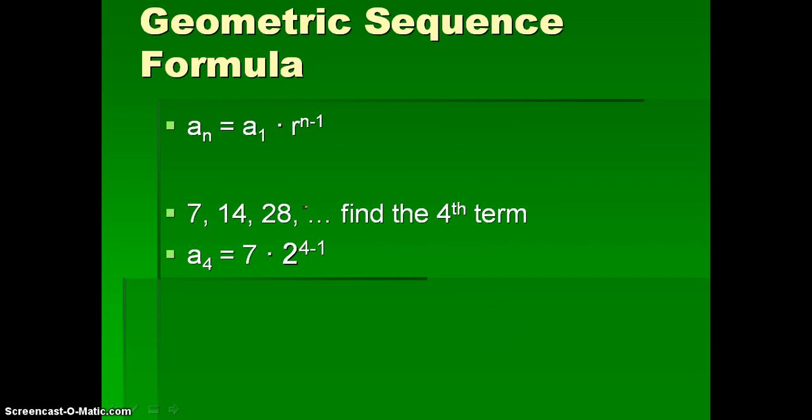Now on to the geometric sequence formula. A sub n equals A sub 1 times r to the n minus 1. In the sequence below, 7, 14, 28, find the fourth term. A sub 4 equals 7, which is A1, times 2, which is r, to the 4 minus 1 power.